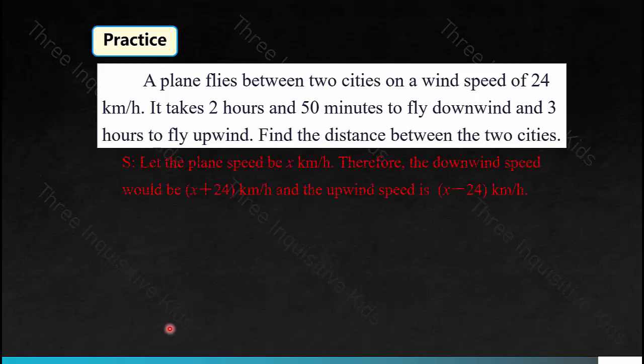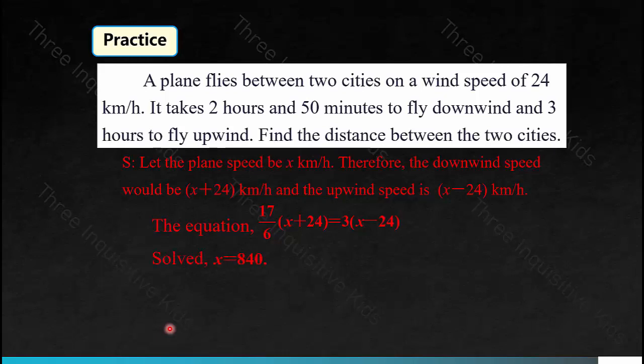Okay, what answer did you get? Here is something that your solution might have looked like. Here's our solution. Let the plane speed be x kilometers per hour. Therefore, the downwind speed would be x plus 24 kilometers per hour, and the upwind speed is x minus 24 kilometers per hour. The equation is 17 over 6 times (x plus 24) is equal to 3 times the difference between x and 24.